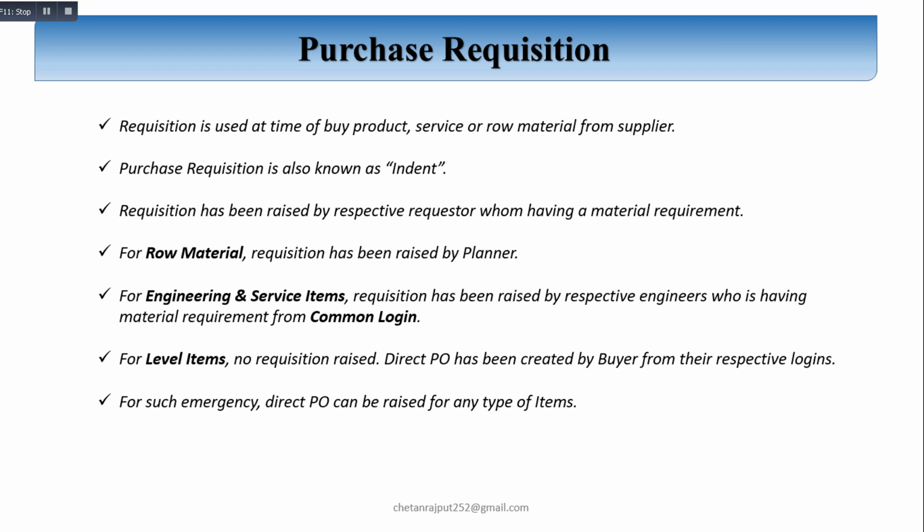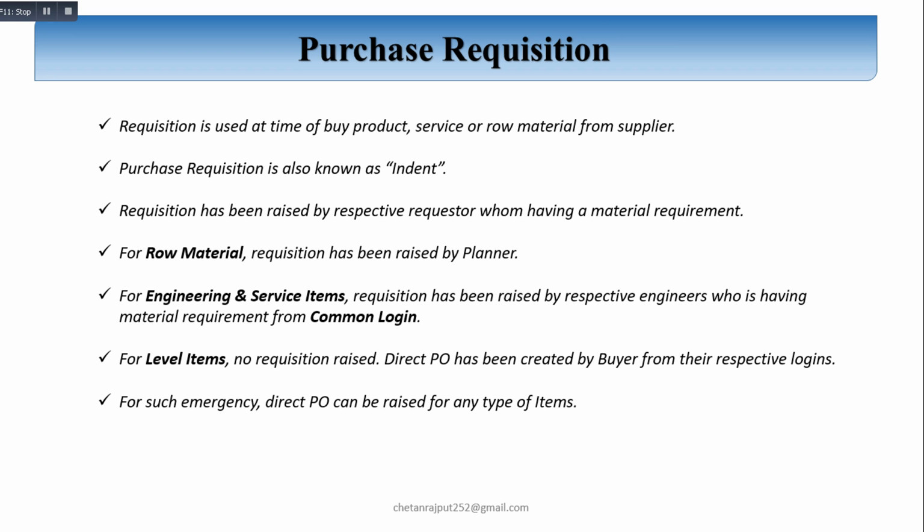So first, purchase requisition. Requisition is used at the time of buying products, services and raw material from a supplier. Let us take an example. For a manufacturing company, if it produces a chemical, for producing that chemical product it requires some ingredients. For buying that ingredient from the supplier, it creates a requisition to the supplier. So against that requisition, the supplier can provide that ingredient to the company. Purchase requisition is also known as indent.